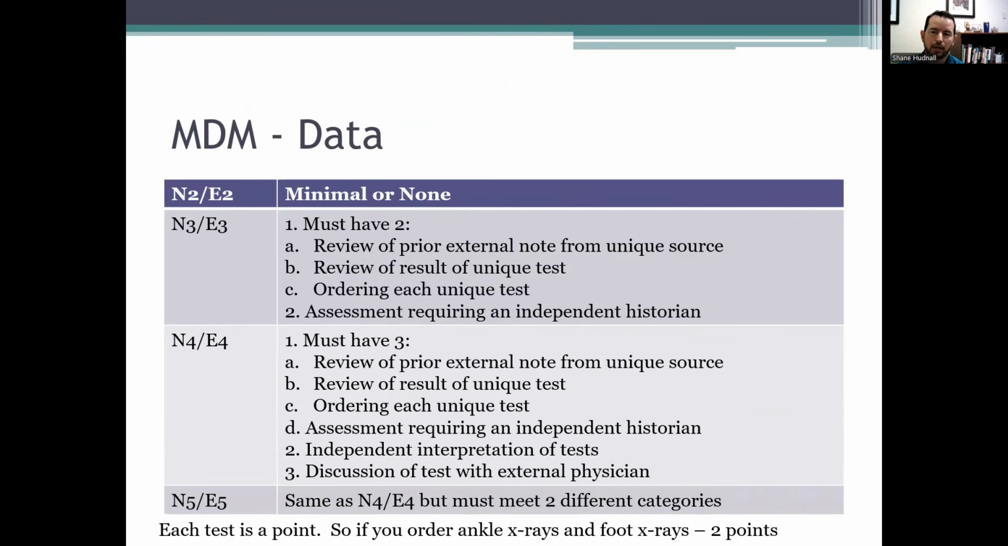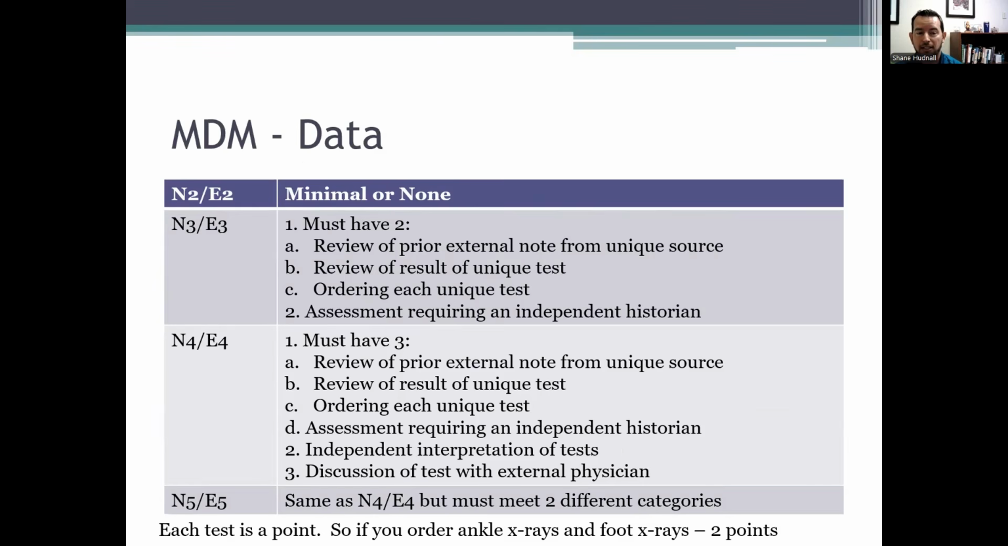For the data category, there's a lot to unpack here too. So for a level 2 visit, you're not getting any additional tests. For a level 3, you must have two of those three. So reviewing a prior external note from a unique source, reviewing the result of a unique test, and ordering a unique test. So if you're the one that orders a test, you get a point. You can't get 2 points for ordering it and reviewing the same test. So if you ordered a CBC and a CMP, that would get you 2 points, for example.